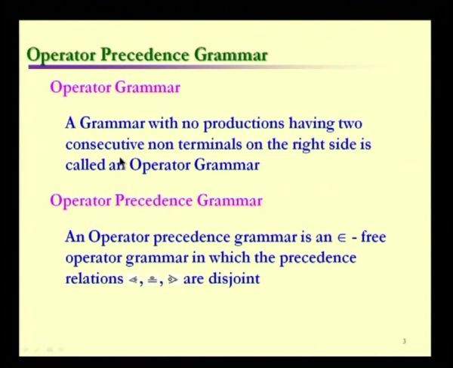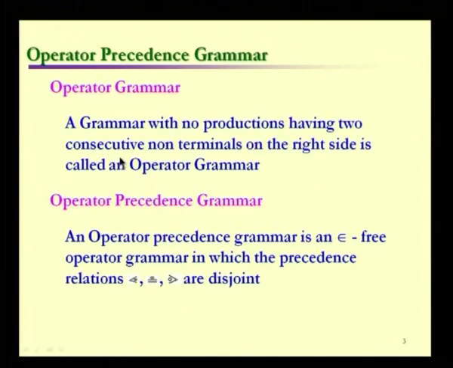The next bottom up parser is the one called operator precedence parsing. As far as operator precedence parsing is concerned, we want an exclusive type of grammar, which is called the operator precedence grammar. In the case of operator grammar, there should not be two consecutive variables anywhere on the right hand side of the grammar. Such a grammar is called an operator grammar, and if the relations are disjoint, then we call it the operator precedence grammar.